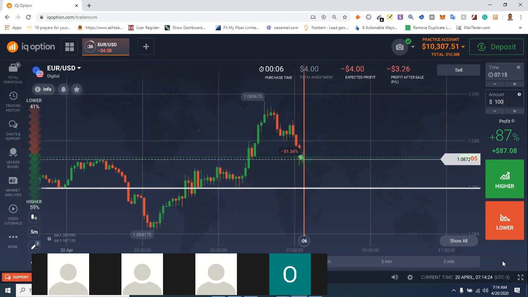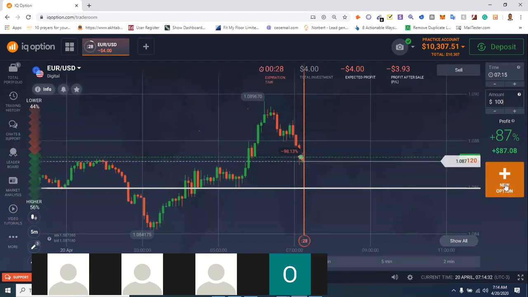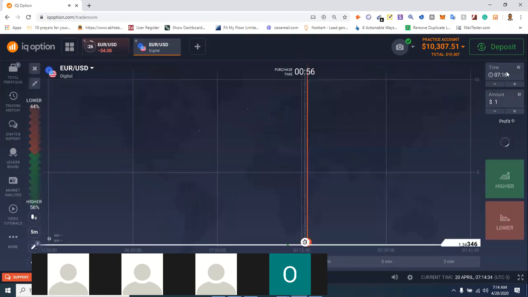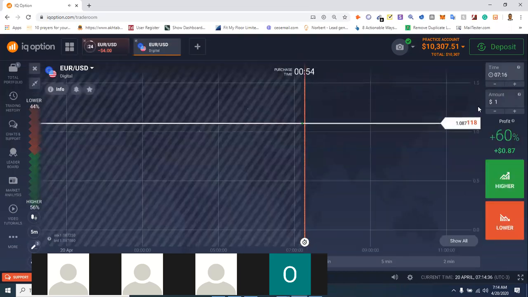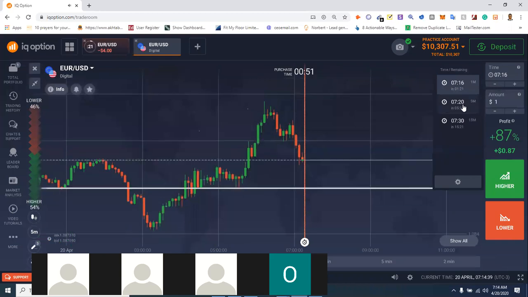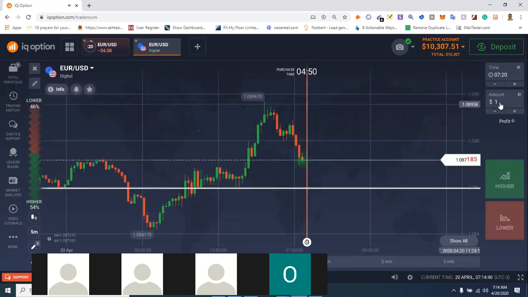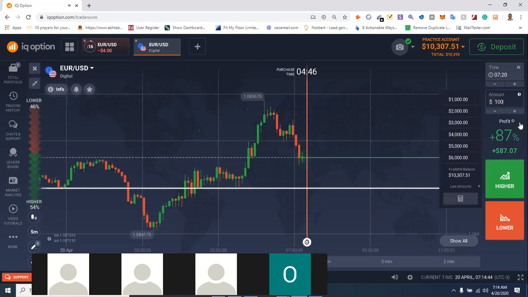So like we know, this one that we lost is just a demo. We are not following any signal. So we are going to follow the actual signal now. So new option. Then change my time to 7:20. I'm going to set my amount to $100. So once this is 58, I'll go in for the buy, for higher. 53, 54, 55, 56, 57, 58, higher. Click it only once.